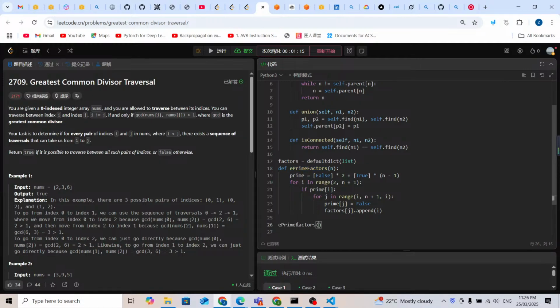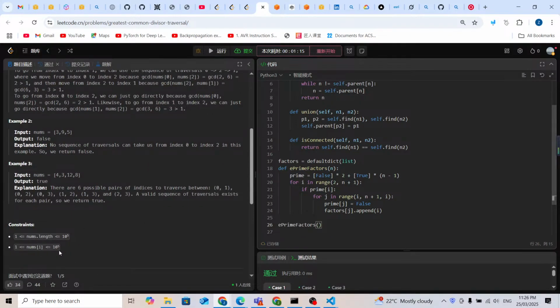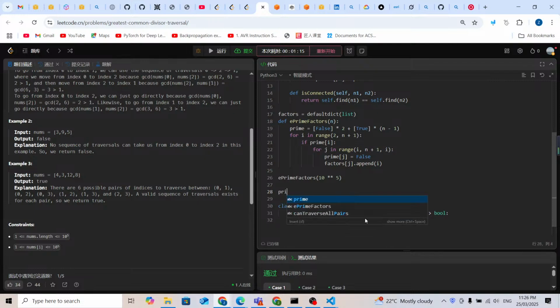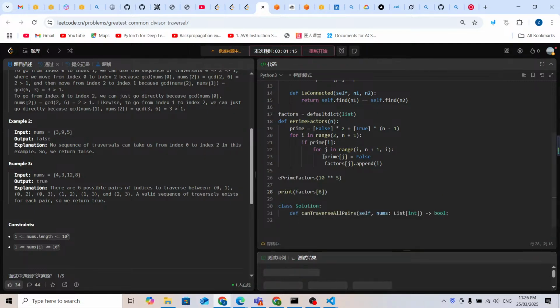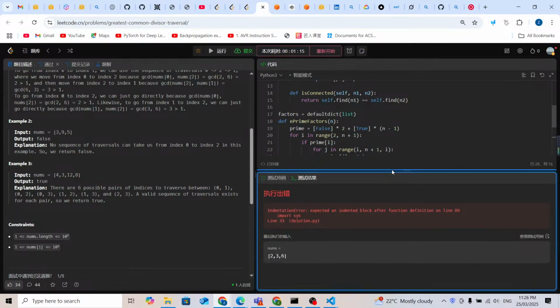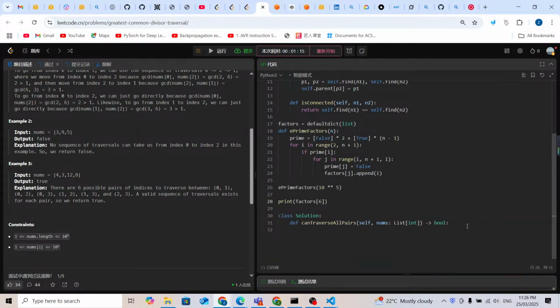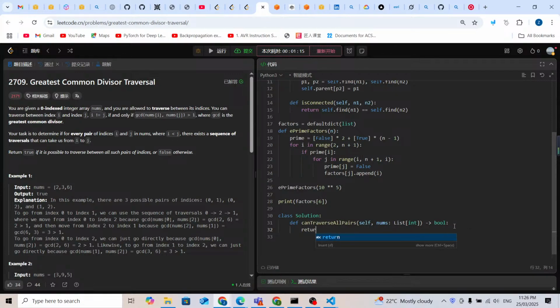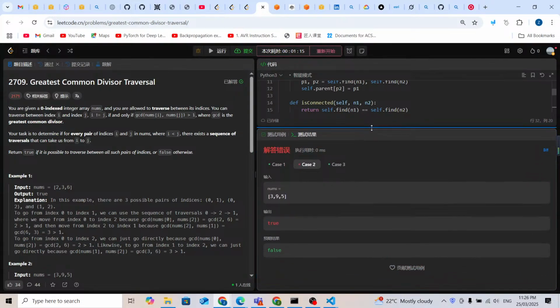What's gonna be this number? It's gonna be 10 to the power 5. Okay. So we're gonna use 10 to the power 5. It's gonna be the maximum number. So after calling it, let's just check what is factors. Maybe 6. Let's just check what is inside. Let me just give a random return. I think we need a return, maybe true or false. Let's just give a true.